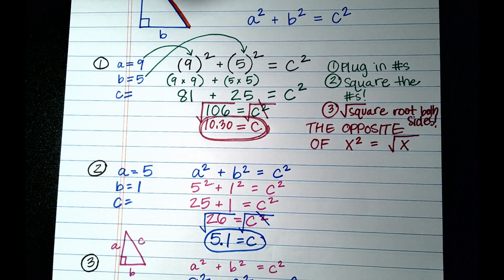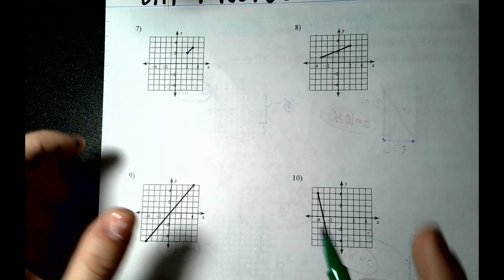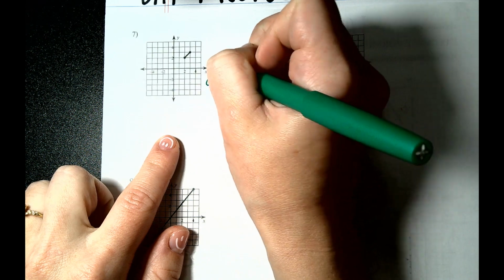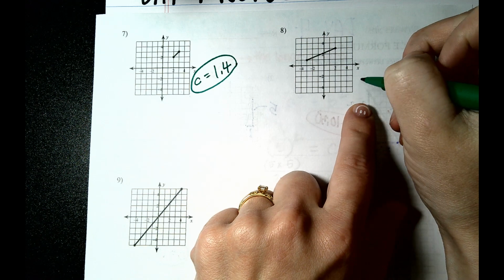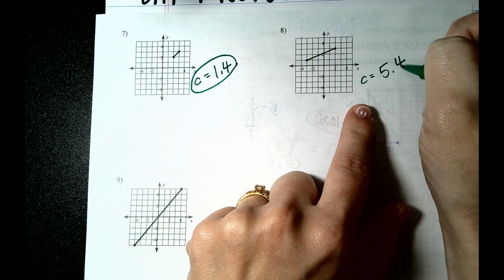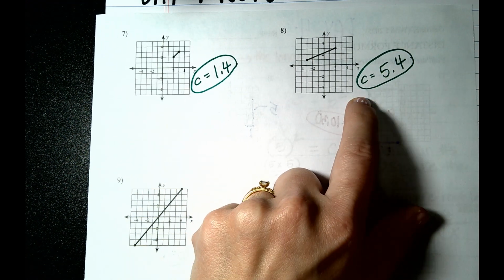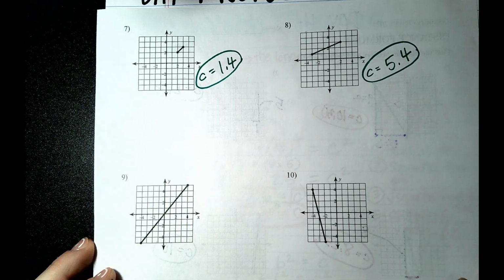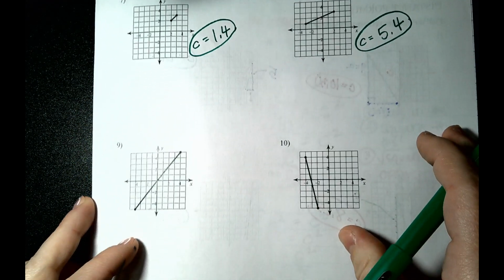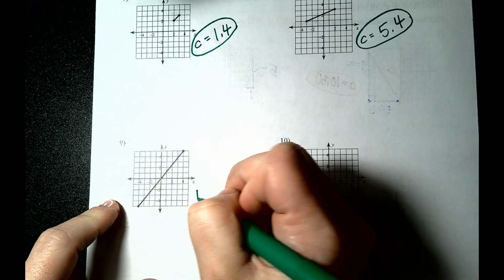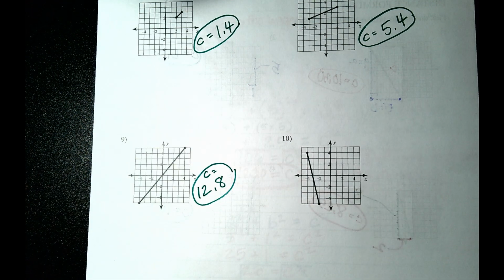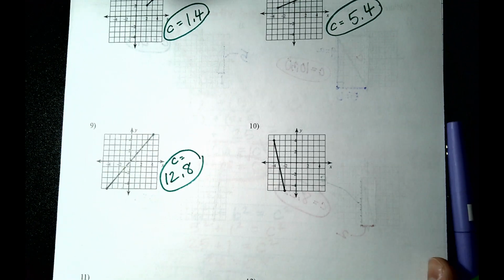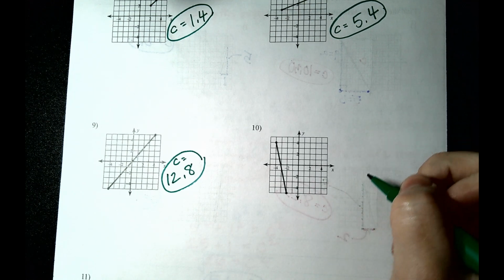And that is the first page, so we'll go to the back. On the back, number 7, there's that little one. C is 1.4. Yes. Number 8, 5.4. Oh, no, that's right. Never mind. I looked at the wrong problem. That's number 8. Number 9, 12.8. And again, if any of these answers don't match yours, circle the number and you can ask me about it. We can look at it. Number 10, 9.2.